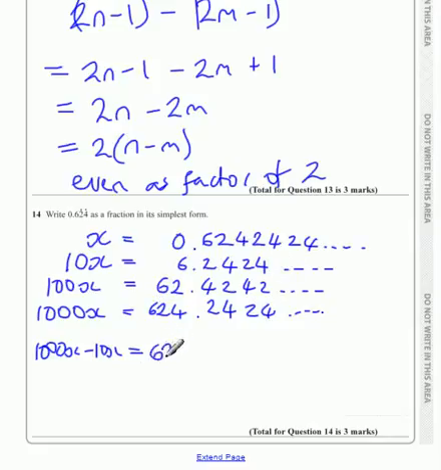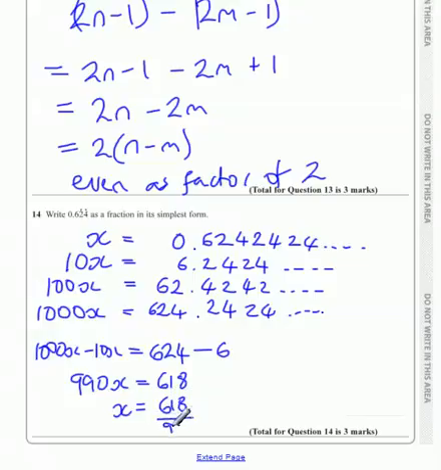So it's going to be 624.242424, take away 6.242424, but all of these decimal bits are going to cancel out. So all we're left with is 624 take away 6. Now this is just an equation which we can work out. So 1000x take away 10x is 990x. And then 624 take away 6 is 618. So the fraction, if we divide by 990, it's going to be 618 over 990. So that is our answer as a fraction.